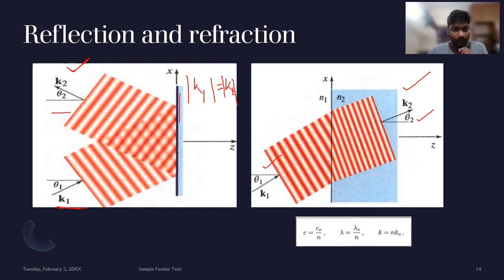But in this case, k1 is not equal to k2, that is, the modulus of k1 is not equal to the modulus of k2. That is the important factor we have to mark in these cases, because these two wave vectors are in the same medium, but these two wave vectors are in different media. So in different media, the wave vectors will be different. And as you know, c will be given by c naught by n, the refractive index, and lambda will be given by lambda naught by n. Frequency remains unchanged while moving from one medium to another medium.